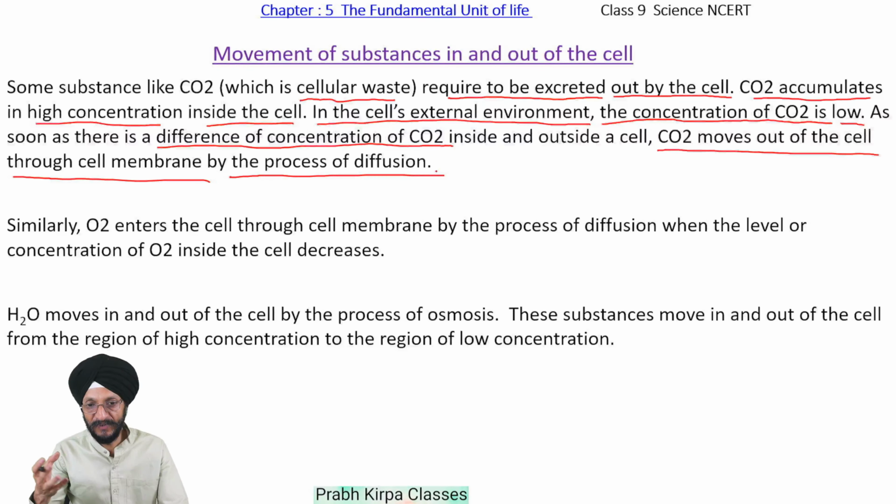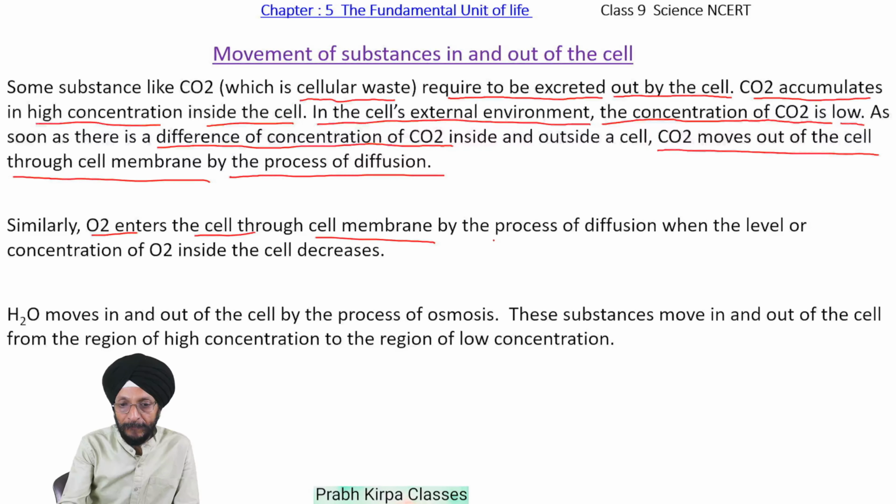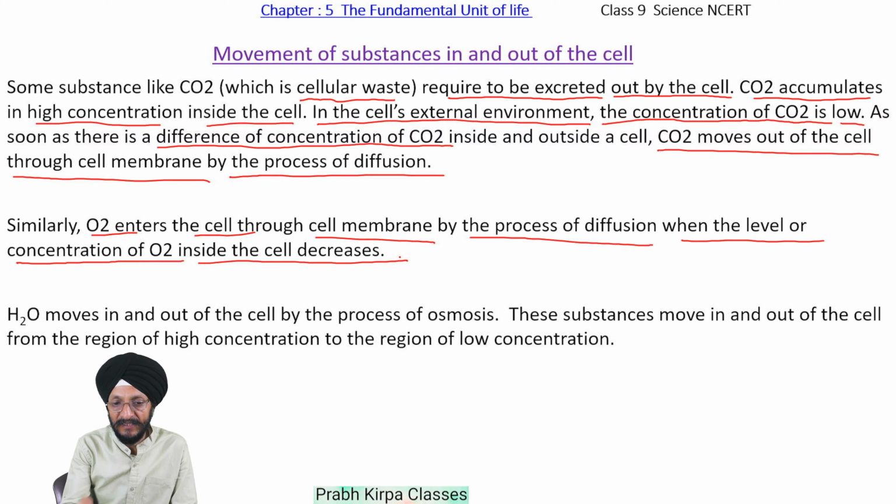Now the question arises, what is diffusion? We will discuss it in the coming slides. It is the process of passing of a substance through the cell membrane when there is a difference in the concentration of a particular substance inside and outside the cell. Then similarly, oxygen enters the cell through the cell membrane by the process of diffusion when the level or concentration of oxygen inside the cell decreases.